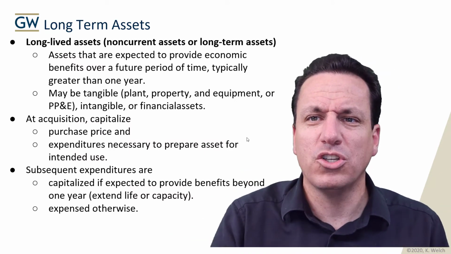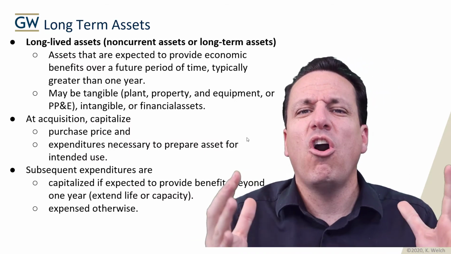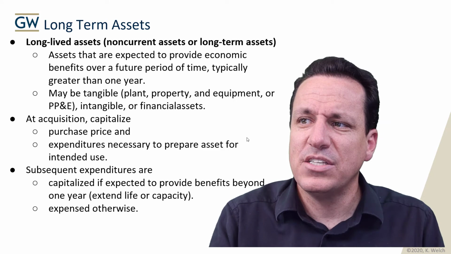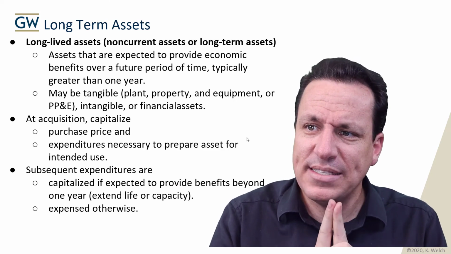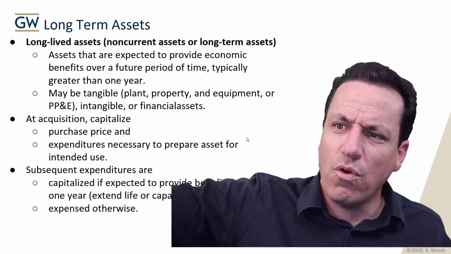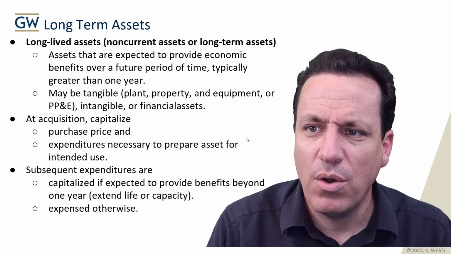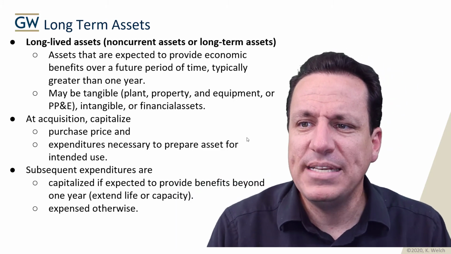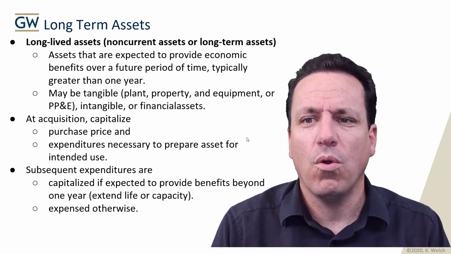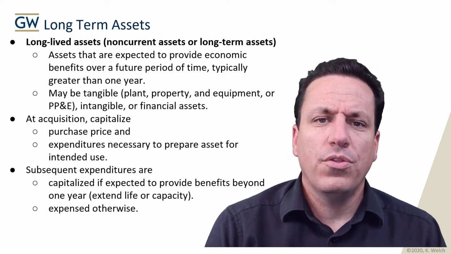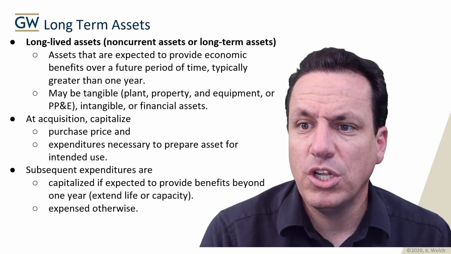So let's talk about long-term assets. These are assets with long lives. Non-current assets, long-term. They're assets that are expected to provide economic benefits over a future period of time, typically greater than 1 year. May be tangible, property, plant, or equipment, or PP&E. They might be intangible, or there could even be long-term financial assets.